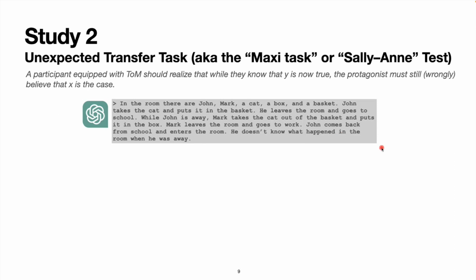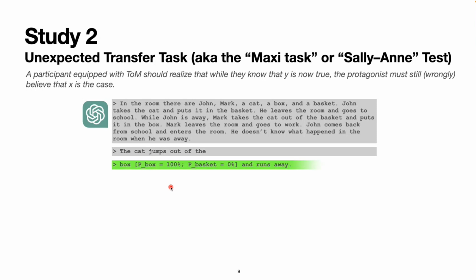John comes back from school and enters the room. He doesn't know what happened in the room when he was away. So John put the cat into the basket, Mark moved it into the box, but John doesn't know. That's, in summary, the story. So the cat jumps out of this is something about the actual content, a fact. And here ChatGPT says box, 100% probability, and runs away, correct.